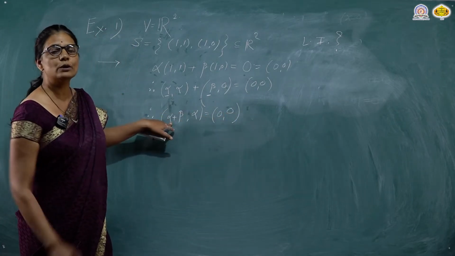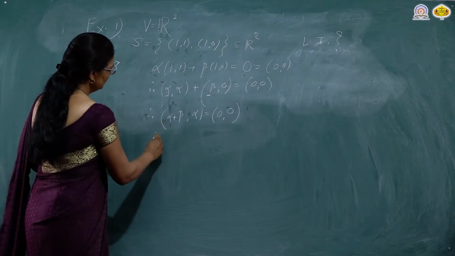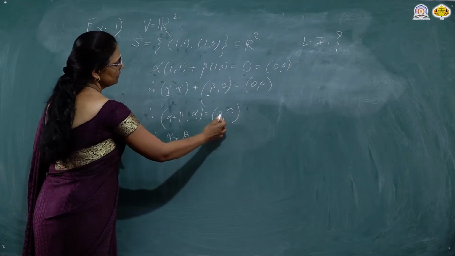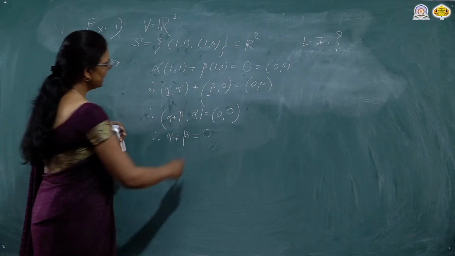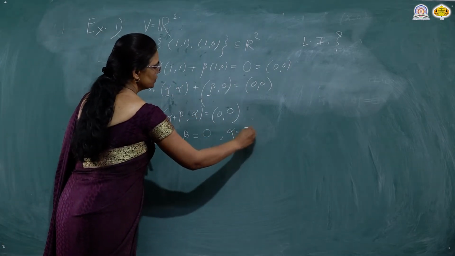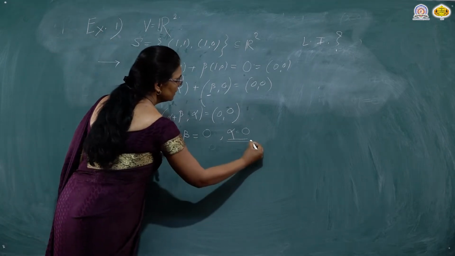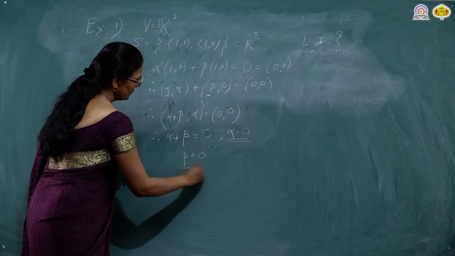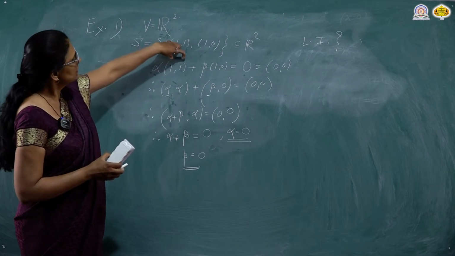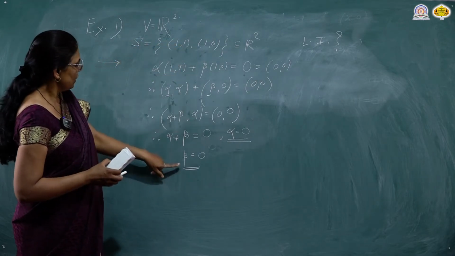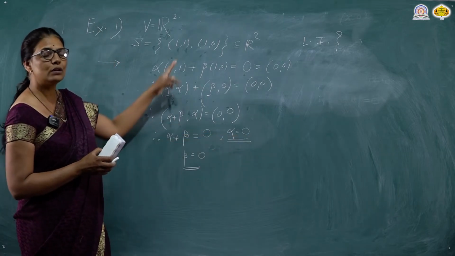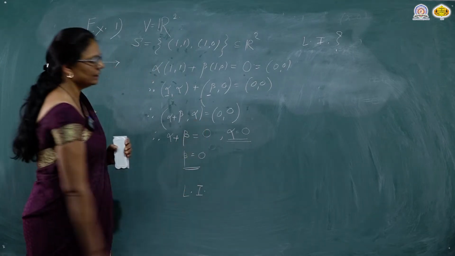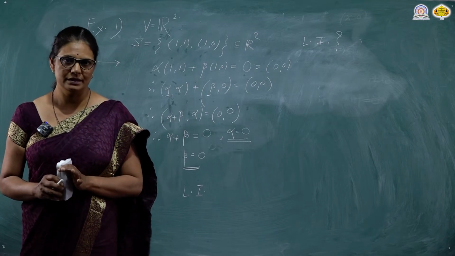These two vectors are equal if and only if the corresponding components are equal. So the first component of this side, alpha plus beta, equals the first component of the right hand side, 0, and the second one is alpha equals 0. From the second equation we get alpha equals 0. If we put this value here, we get beta is also 0. So at the end we got the zero solution, that is all the scalars are equal to 0. So the given vectors are linearly independent.